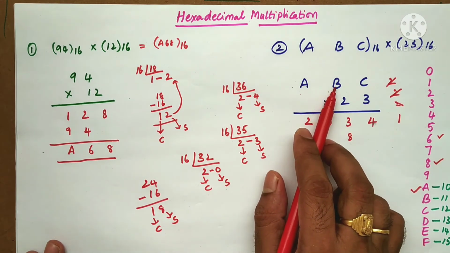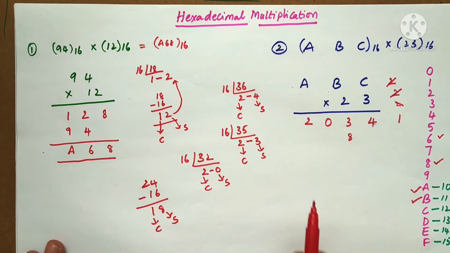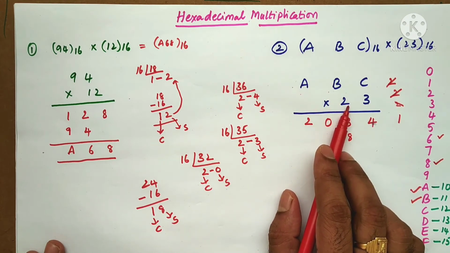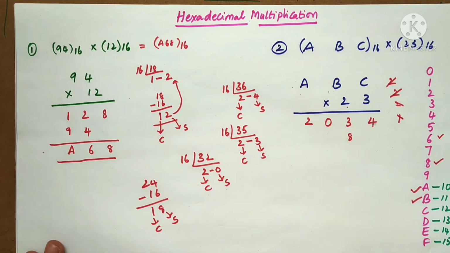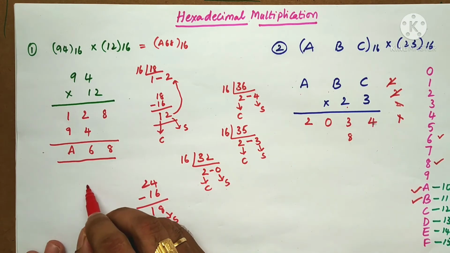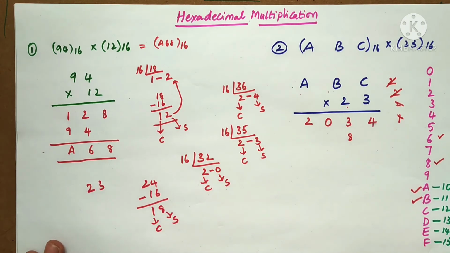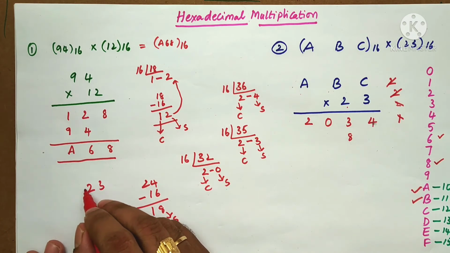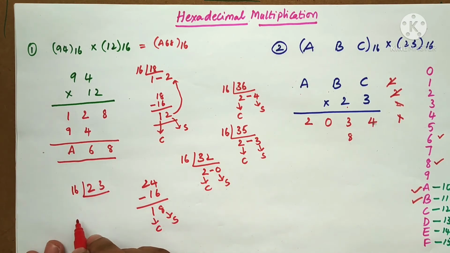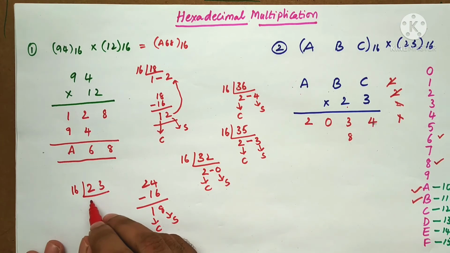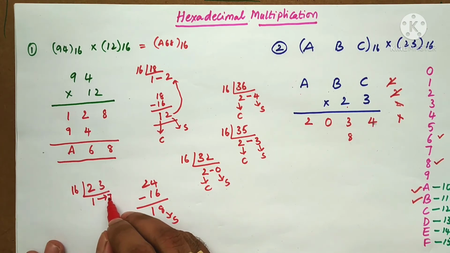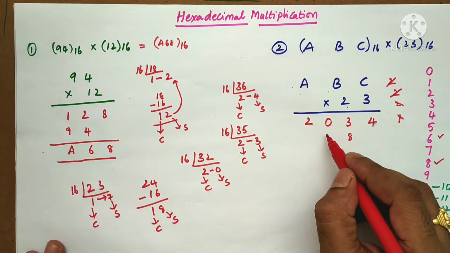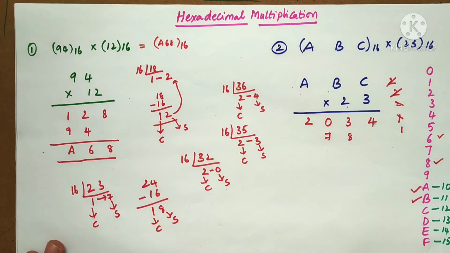Now B into 2. B means 11. 11 into 2, 22. 22 plus 1, previous carry. So 23. So now convert 23 into hexadecimal number. Since it is not hexadecimal number, we have to convert this 23 into hexadecimal number. 16 ones are 16, remainder is 7. So it is sum and this is carry. So 7 with carry 1.